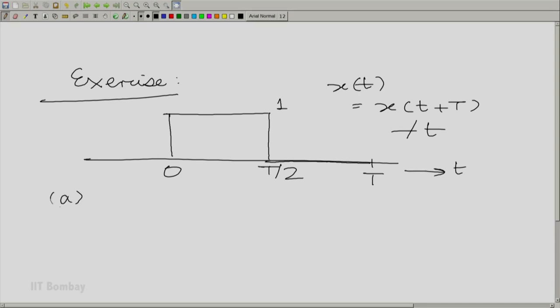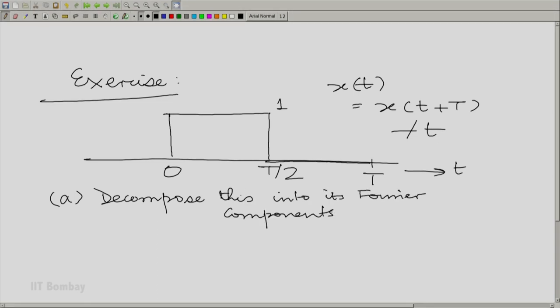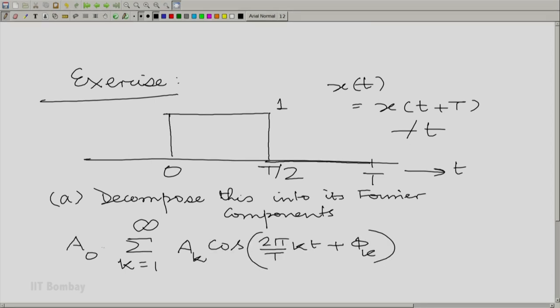So, part A, decompose this into its Fourier components. I would recommend you use what is called a sinusoidal decomposition. So, construct it of the form sum from k equal to 1 to infinity, A_k cos(2 pi by T k t plus phi_k), plus a 0.